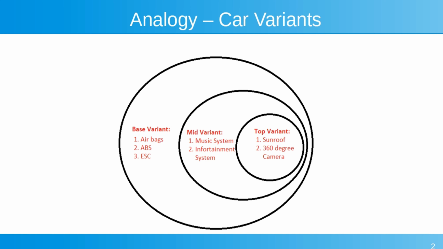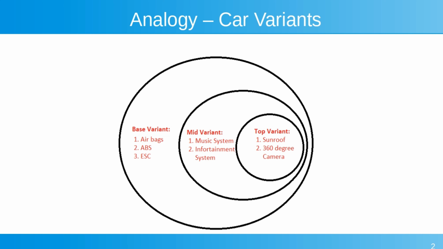If you buy the base variant, you will not get any features of the mid variant or top variant. You will get only the basic features. If you buy the mid variant, you will get the base variant features plus the mid variant features. And if you buy the top variant, you will get all the features of the base variant plus the mid variant plus the top variant. So with the top variant car, you have access to the features available with the mid variant or base variant. So this is about the car.